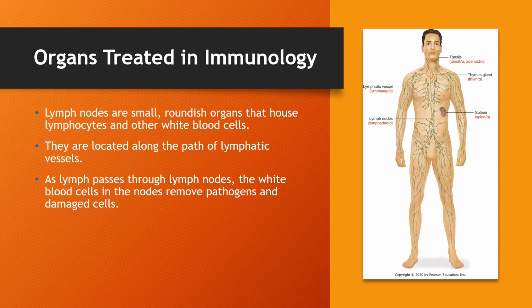Lymph nodes are small, roundish organs that house lymphocytes and other white blood cells. They're located along the path of lymphatic vessels that you see throughout the body. As lymph passes through the lymph nodes, white blood cells in the nodes remove pathogens and damaged cells.